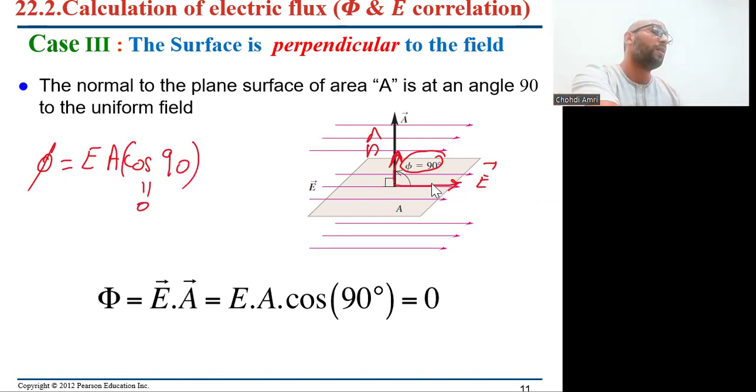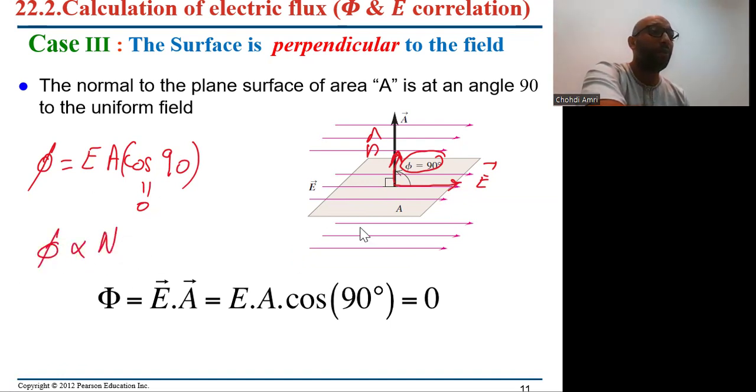And you can see that there is no electric field penetrating this surface. We said that the electric flux is proportional to the number of electric field lines penetrating that surface. If the number is 0, that means the electric flux is 0. Why? Because the normal vector is perpendicular to the electric field.